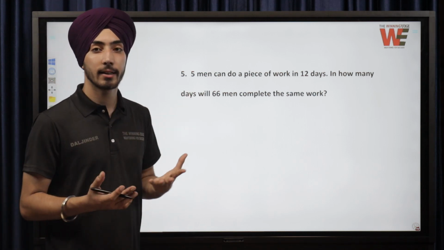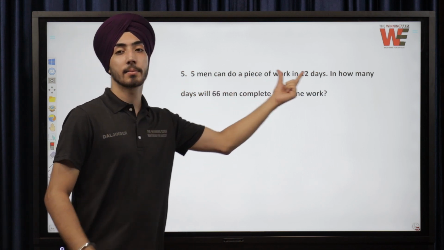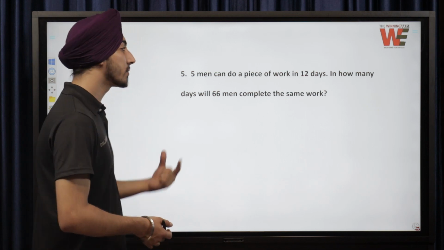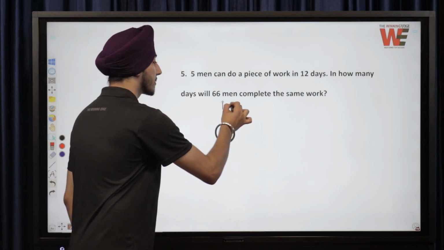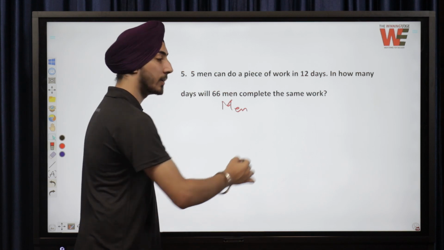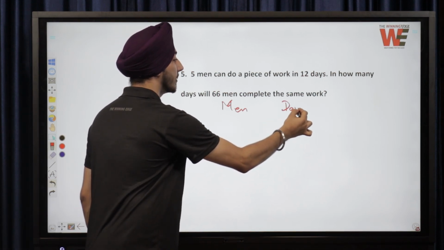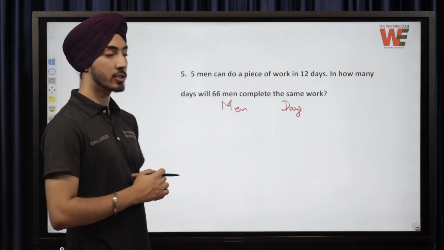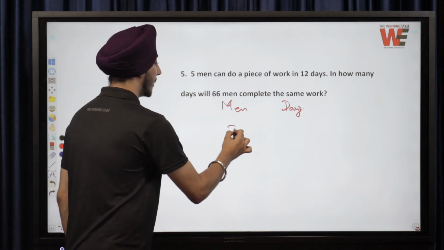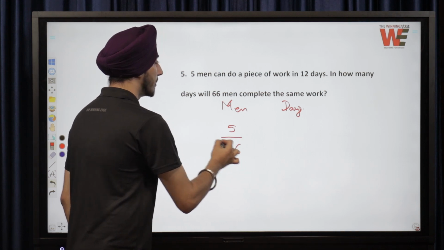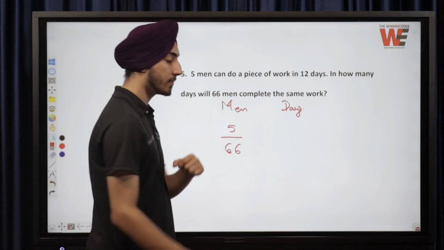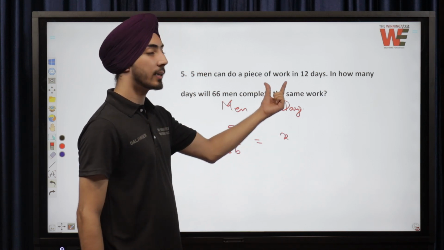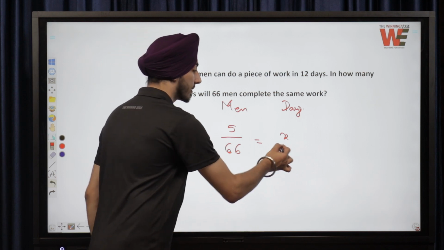Obviously it will take very less time, because see, just 5 men are able to do it in 12 days. Imagine if 66 men are doing it, how less time it will take, right? So we'll first write down the ratio between men and days. Here on the left hand side I'm writing for the men, on the right hand side for the days. As you remember, it's a question of work and time, so you have to use the inverse relations. So 5 men and 66 men. 5 men we know can do it in 12 days, but we'll write down X days in front of it. 66 men are doing it in X days, but we'll write down 12 in front of it.